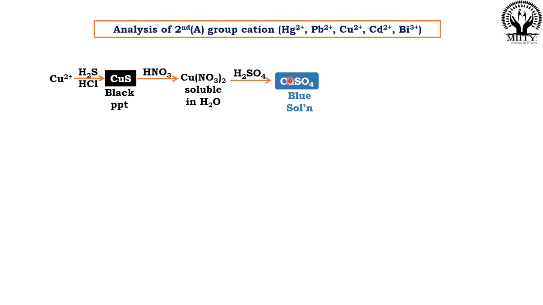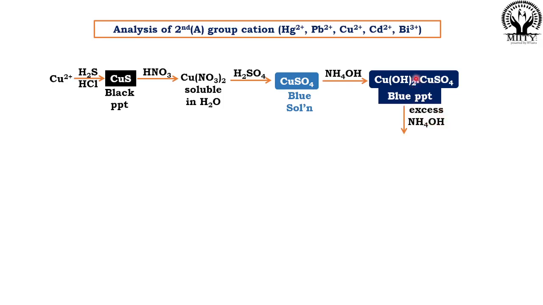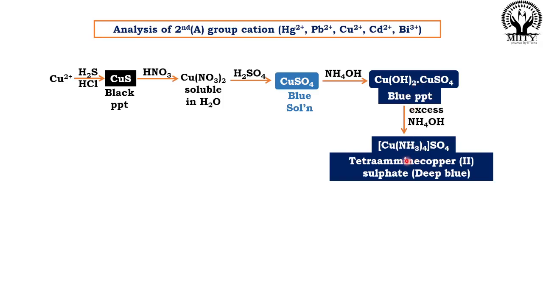To the blue solution, we add ammonium hydroxide. It forms basic copper sulfate, Cu(OH)2·CuSO4. Some amount of copper combines with OH-, so it forms Cu(OH)2 and CuSO4. It is called basic copper sulfate and it is a blue colored PPT. If I add excess ammonia, it is soluble because of formation of a complex.